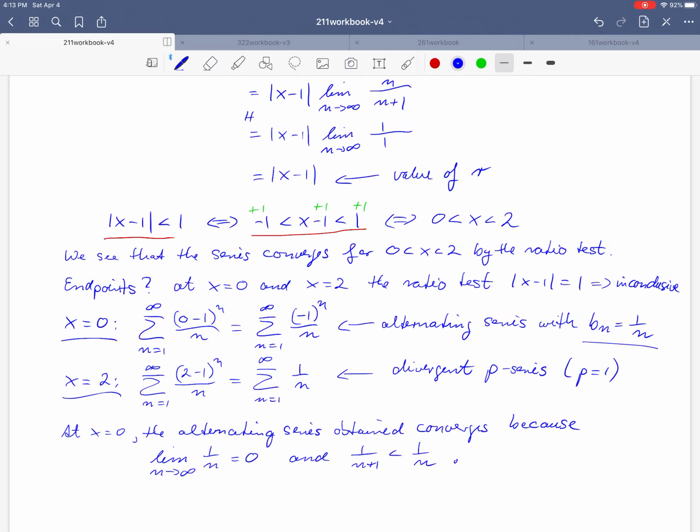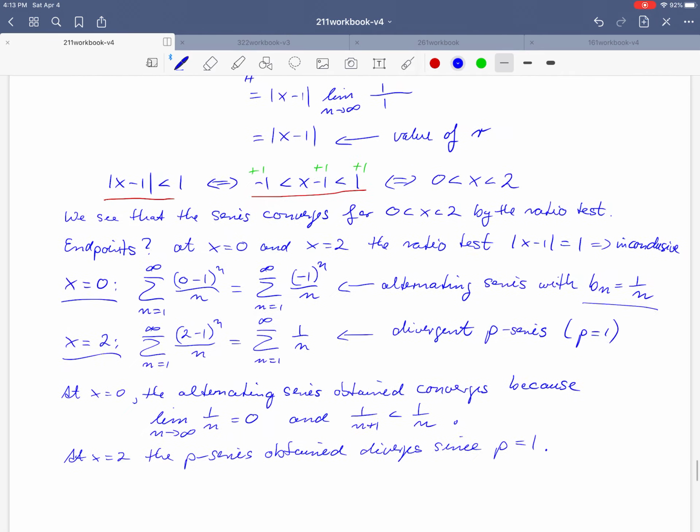Okay, great. Now, what happens at x equals 2? At x equals 2, the p-series obtained diverges, since p is equal to 1, and we know by the p-series test that we get divergence in that case.